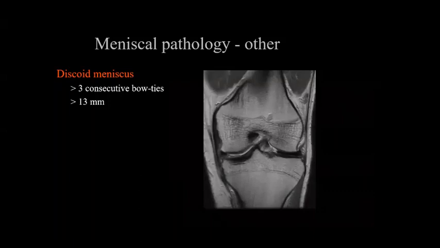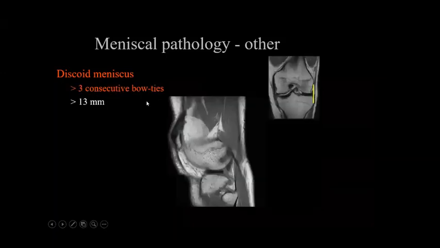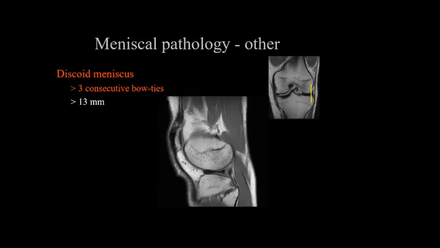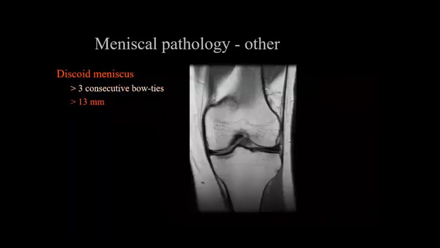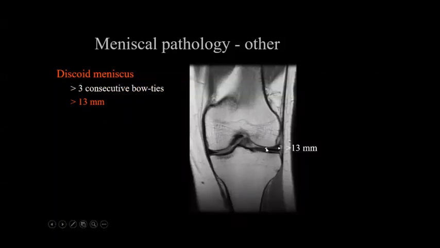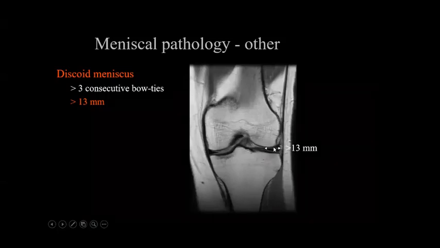Discoid meniscus is described as a continuous slab of meniscal tissue on 3 or more sequences on the sagittal plane. So if you scroll through the sagittal plane and you see a slab of tissue like that, then it's a discoid meniscus. The other criterion is if you measure it, and it is more than 13 millimeters in the mediolateral dimension from the lateral surface of the body to the tip of the free margin, then it's considered a discoid meniscus.